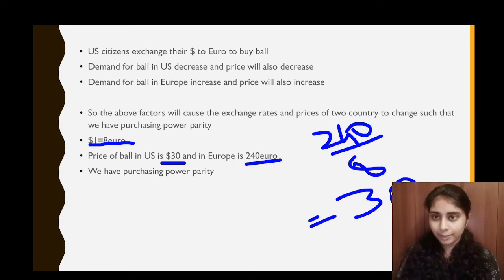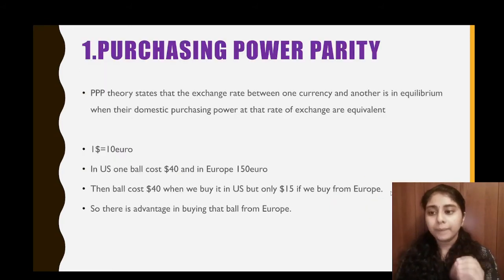Okay, now is it clear to you all? So purchasing power parity theory states that the exchange rate between one currency and another is in equilibrium when the domestic purchasing power at the rate of exchange is equivalent. So first we took that a ball from America costs $40 and the same ball costs 150 euros in Europe. And we also said that in market condition $1 is equal to 10 euros.